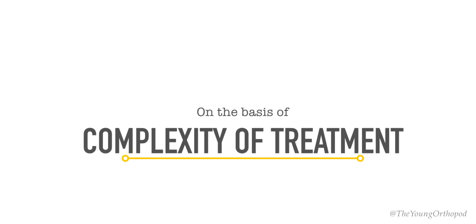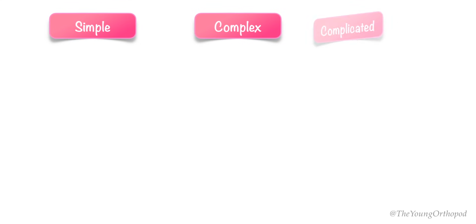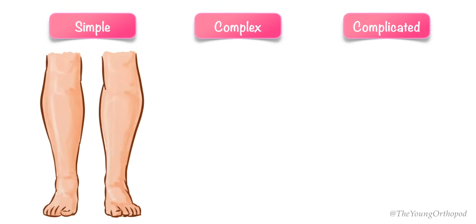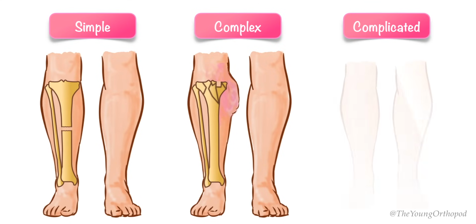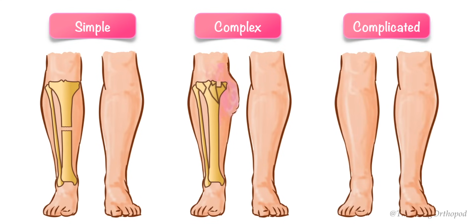On the basis of complexity of the treatment, the fractures can be classified as either simple, complex, or complicated. A simple fracture is a fracture which is relatively easy to treat. For example, a closed transverse fracture of the tibia. A fracture in multiple pieces, which is relatively difficult to treat, is called complex fracture. Example, a comminuted intra-articular fracture of the proximal tibia. A fracture is termed as complicated if it is associated with damage to an adjacent neurovascular structures and often requires emergency treatment.